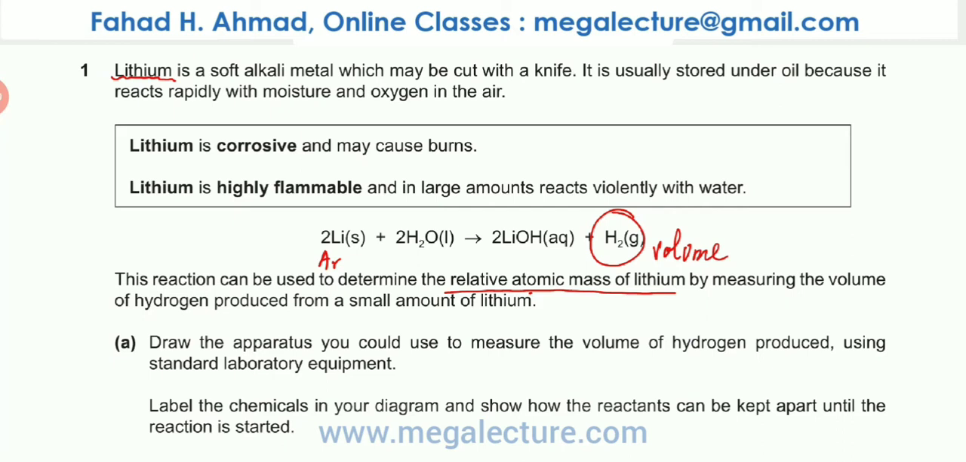So remember, what's the purpose of your apparatus? Measure the volume of hydrogen gas that is produced in the reaction. Label the chemicals in your diagram and show how the reactants can be kept apart until the reaction is started. So that's also one purpose: you need to somehow keep the reactants away from each other. They need to be kept apart before the reaction starts and you start collecting hydrogen gas.